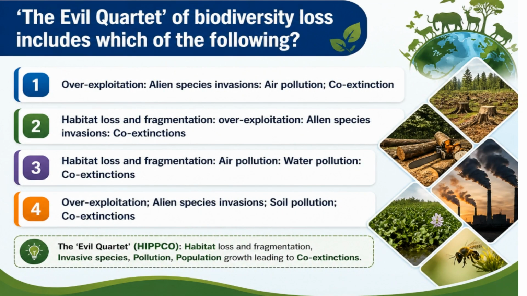Our first question asks, which of the following is included in the evil quartet of biodiversity loss? The correct answer is option 2, habitat loss and fragmentation, overexploitation, alien species invasions, and co-extinctions.